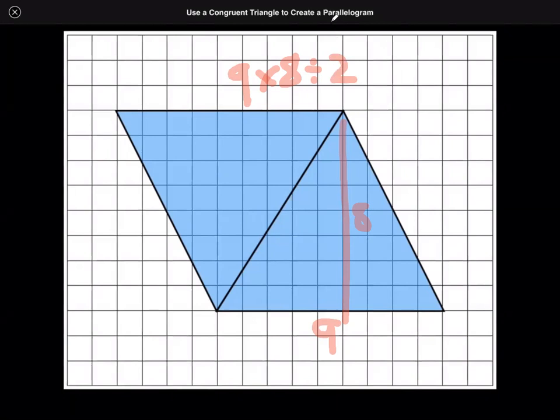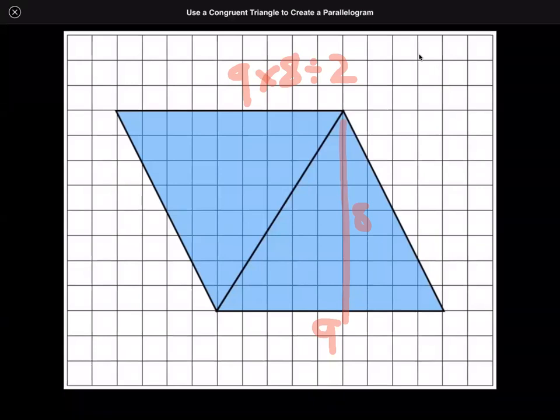I want you to pause the video and think about it for just a minute. Why would I want to divide the base and the height by 2? Think about it, formulate an answer, and then unpause the video and we'll talk about it. Okay, hopefully you've had a chance to think about it. Now let's go over it.